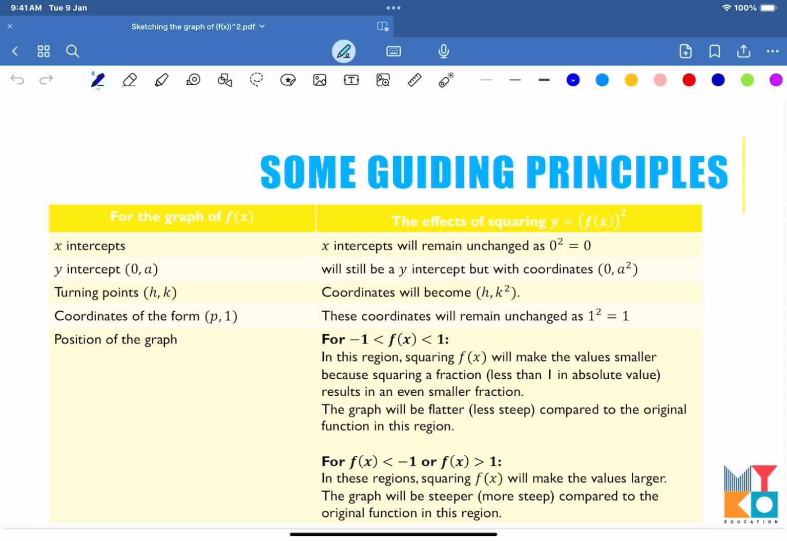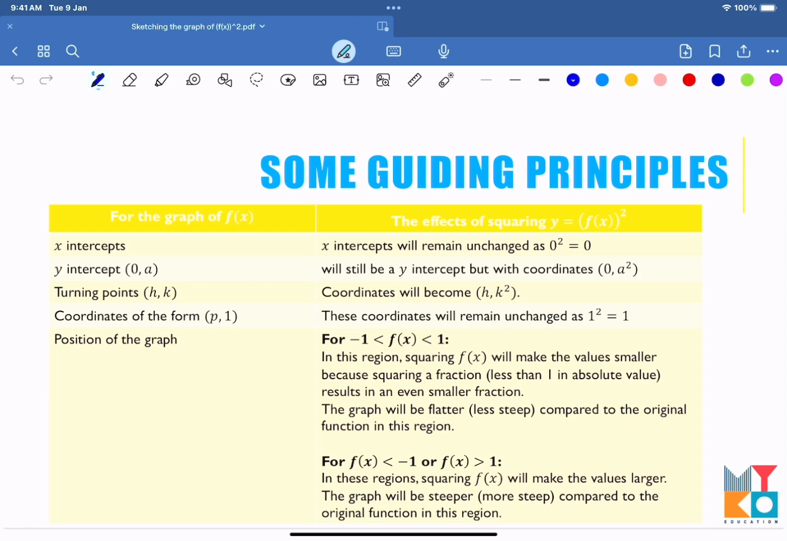Now, one of the points that is going to be interesting are points of the form (p, 1). These are points where the y-coordinate is 1. These coordinates will remain unchanged because when you square 1, it is still going to be 1. So again, like the x-intercepts, these are very interesting points on the graph of the square of f of x.